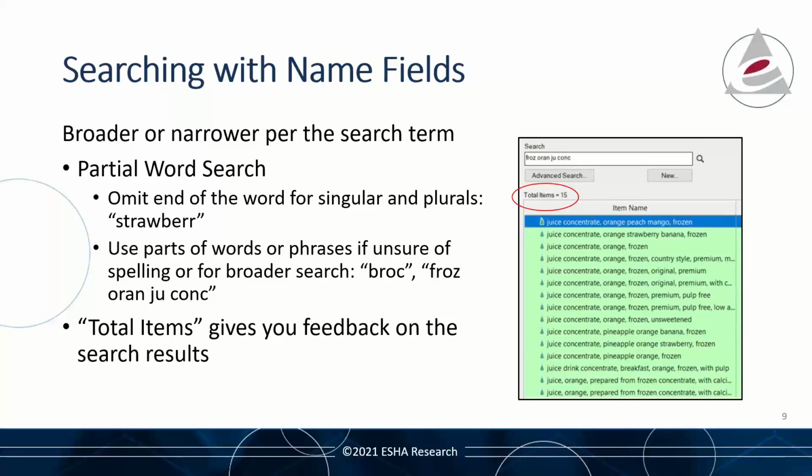Frozen orange juice concentrate is an example shown here, just partial words, and then you'll see the matches that come up in the search results. And again, note here, you'll see the total items. I've circled that here in red. That provides a count of the items that match your search term. So it gives you feedback as you search on what may be resulting in more matches versus fewer matches, and narrowing down your searches.